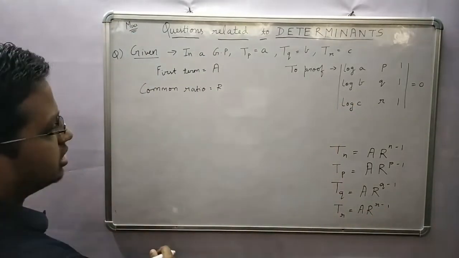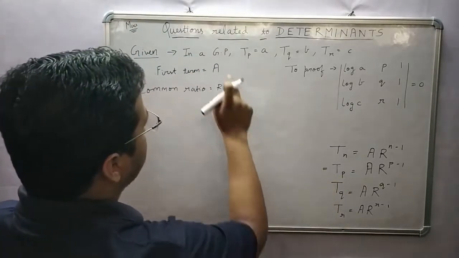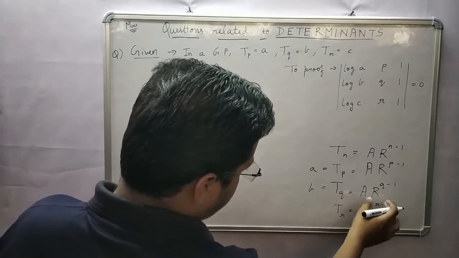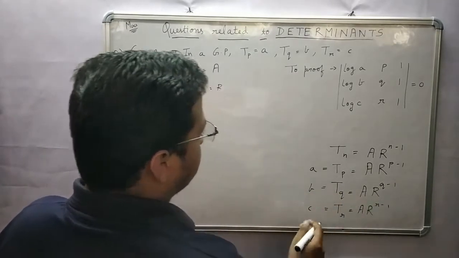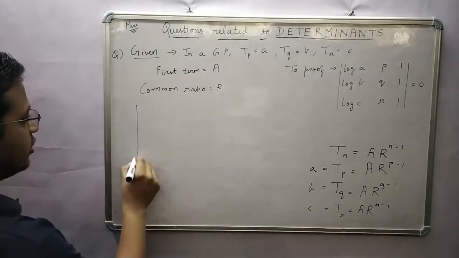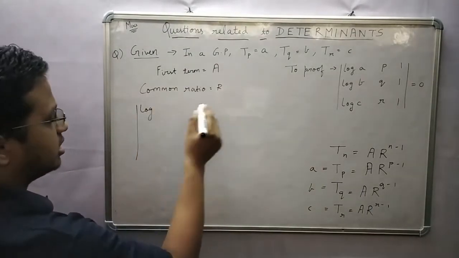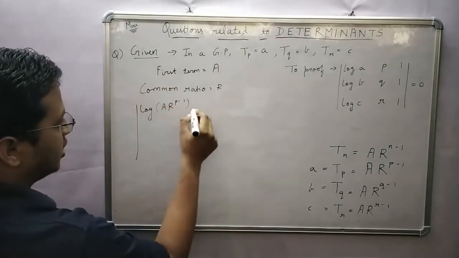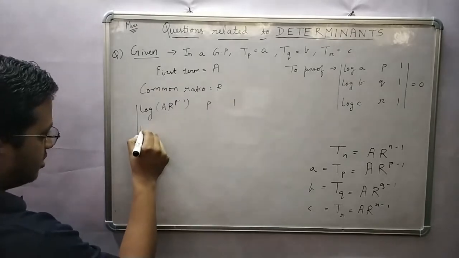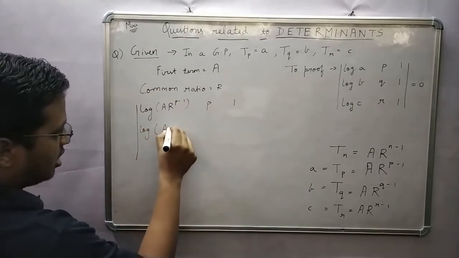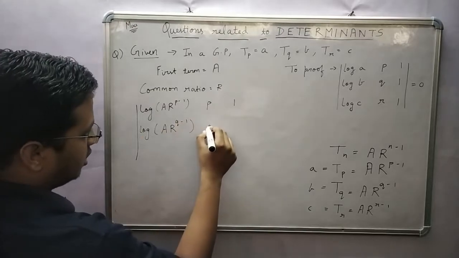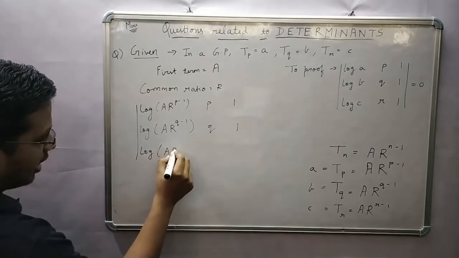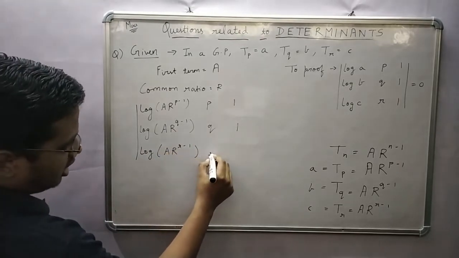So let's use this. Now as you know that pth term is A, so the value of A is this much, value of B is this much, and value of C is this much. We will be putting it here. So this becomes log, instead of A, let us put this quantity A R power p minus 1, p, 1. Similarly here log A R power q minus 1, q, 1. Here also log A R power r minus 1, r, 1.